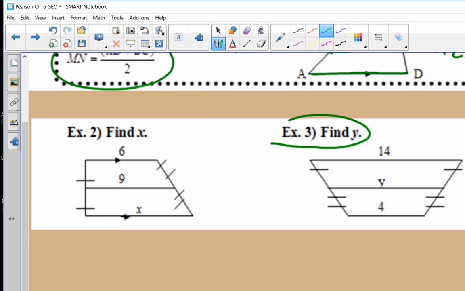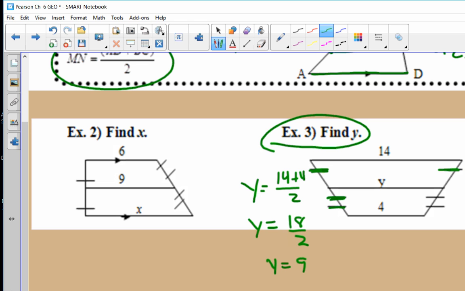Okay. So we got a couple examples down here. Let's do example 3 first, because that follows the theorem. Okay. So I'm going to take the mid-segment, which is Y. I'm going to set it equal to the 2 bases, so 14 and 4, and then divide that by 2. Okay. So I'm going to get Y equals 18 on top divided by 2. I get Y is equal to 9. Okay. And I think you can see that 9 is 5 away from either one. It also then shows that this segment is equal to this segment. This segment is equal to its opposite. Okay.